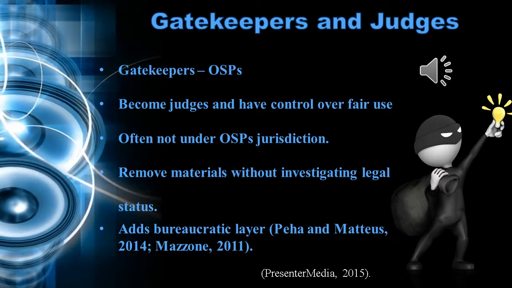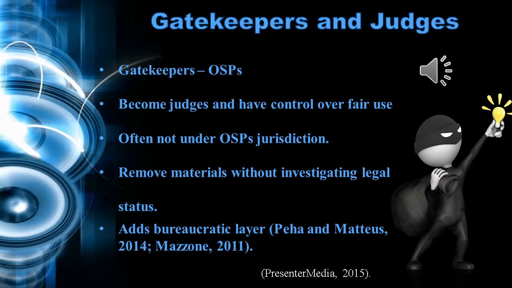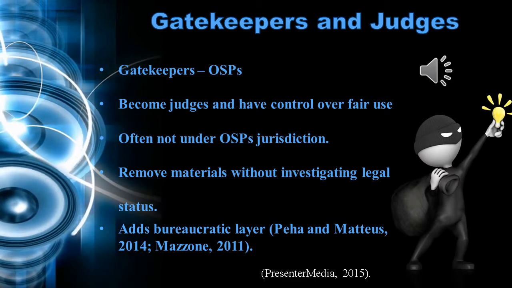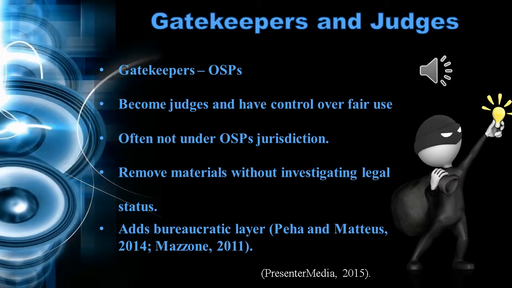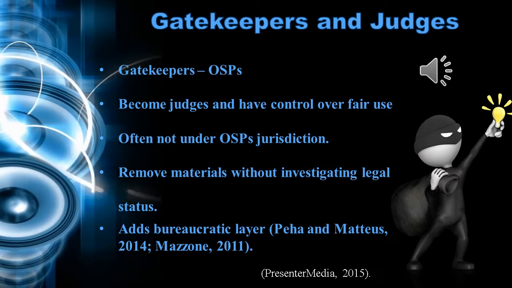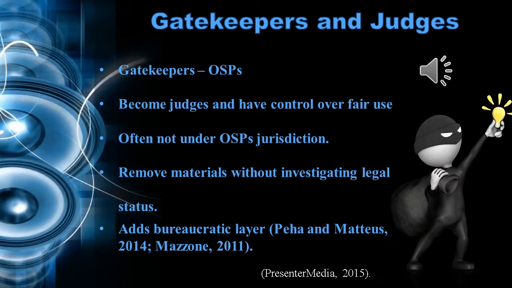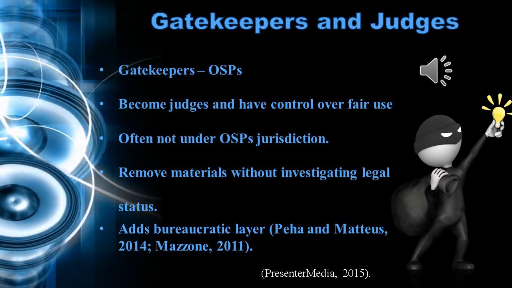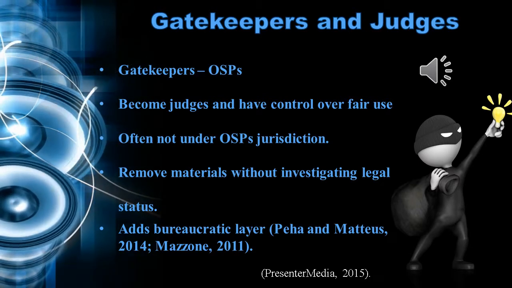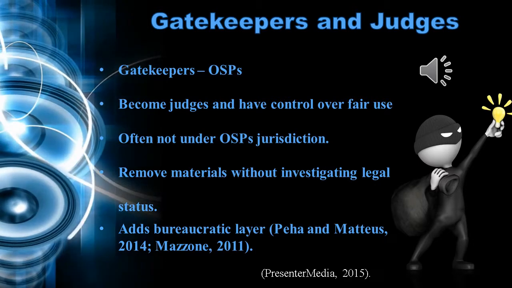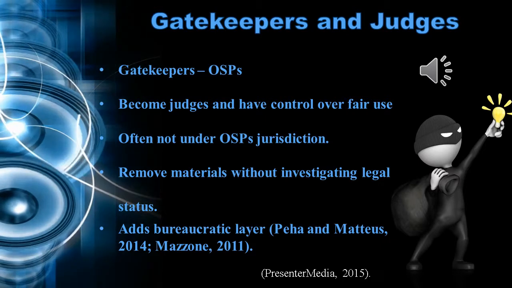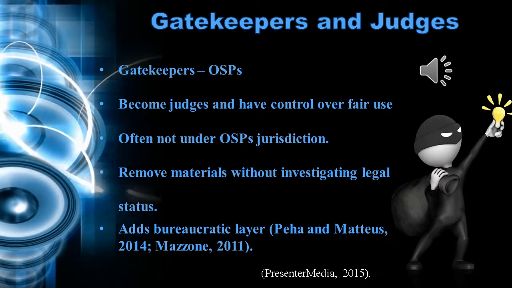The DMCA, by providing an exception for online service providers, in a sense turned them into gatekeepers. OSPs are allowed to give a notice to a user that they need to take the material down because it infringes on a person's rights or the copyright holder's rights. This, in a sense, makes the OSPs judges, and it gives them the control over fair use.